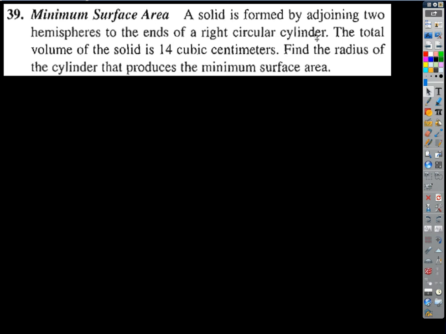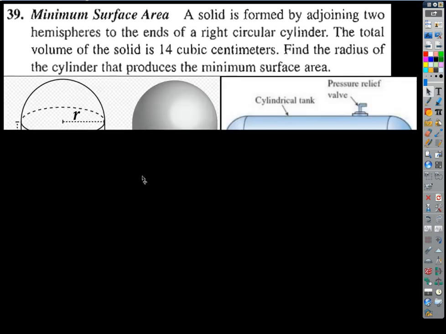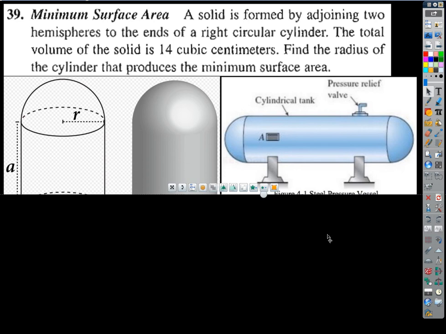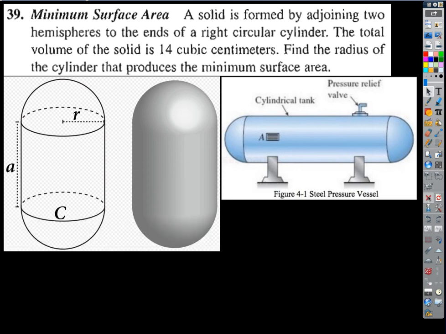A solid is formed by adjoining two hemispheres to the ends of a right circular cylinder. What's that going to look like? You've got a cylinder, and then you've got like a pill. So like a pill, exactly. Maybe we're designing a pill, kind of like that, right? Does that make sense? And so this would be a model of, like, a high pressure vessel, like a propane tank or something along those lines.